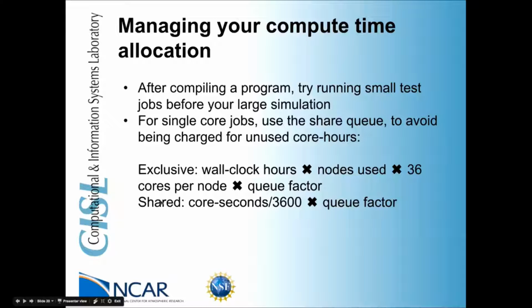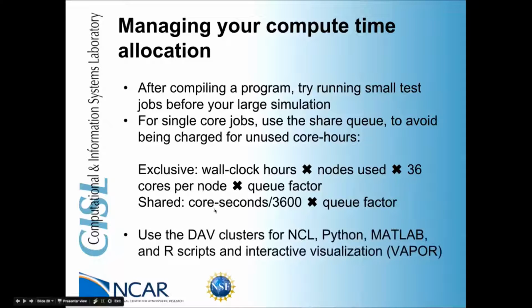Whereas on the shared queue, it's the number of core seconds that you've used. So that's different from wall clock. Wall clock is I have the CPUs requested as part of the job, and whether I'm using them or not, if my job is running, those are wall clock hours. Whereas here, it's only if your program is actually using the CPU at that time. So it's the number of core seconds divided by 3600 times the queue factor. So again, this is a good way to save yourself some allocation if you're running something that is a serial program or you only need part of a node.